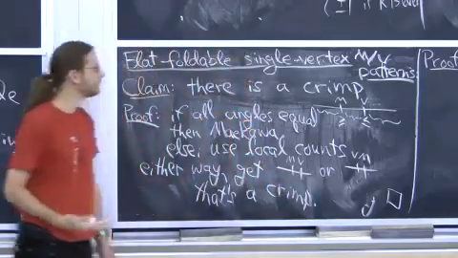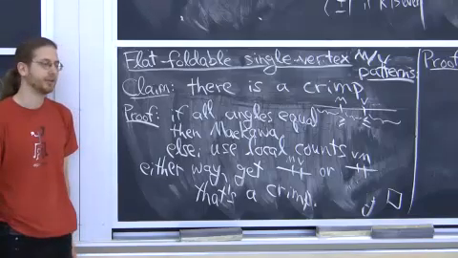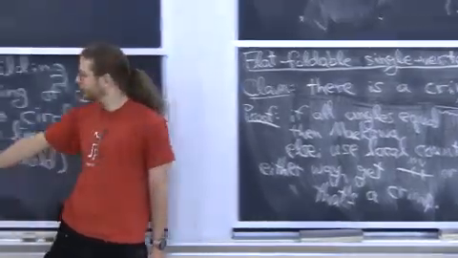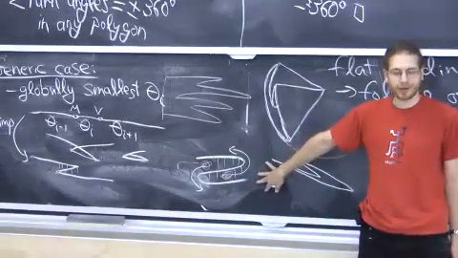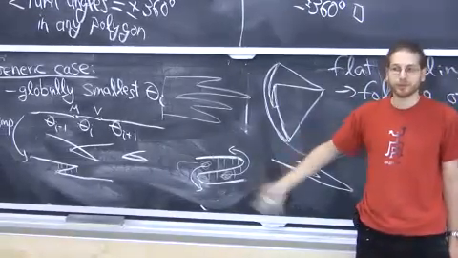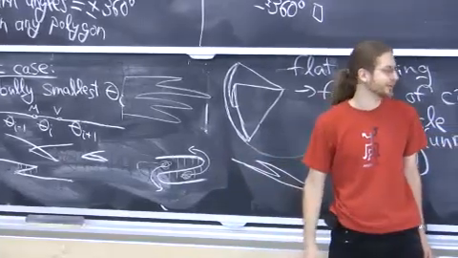Therefore, any flat foldable single vertex mountain valley pattern has a crimp. Make it. And as I was arguing last time, after you do the crimp, you'll still be flat foldable. So repeat, cook until done is how I like to put it.